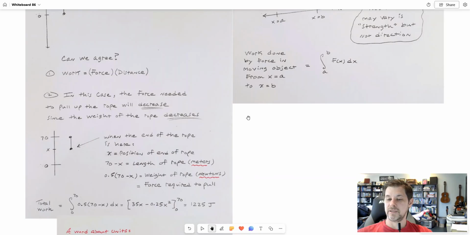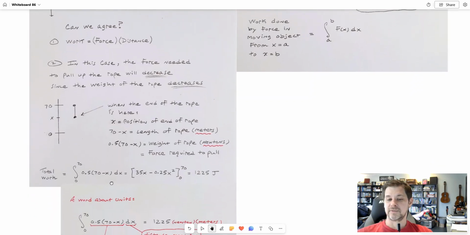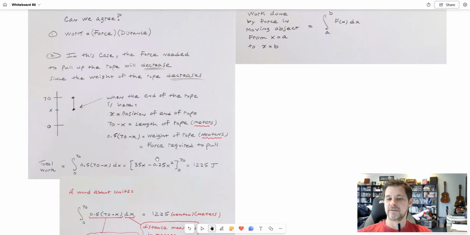The function which measures the magnitude of the force that's acting on the rope at any point along the x-axis from 0 to 70. So we're moving the end of the rope from point 0 on the x-axis to point 70 on the x-axis. So bounds are 0 to 70. Here's my function which gives you the weight of the rope, or the force, and then that's my integral. It's an easy integral to solve. There's my antiderivative, my final answer, 1,225 joules.